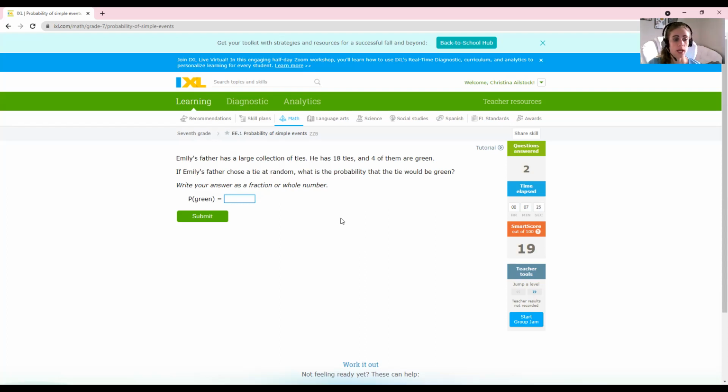Okay. If I am setting up a probability statement as a fraction, remember the numerator is the possible number of outcomes over the total number of trials. So we have here 4 ties that are green, and I want to know what is the probability that the tie he pulls is green. So there are 4 chances that he is going to pick a green tie, and that is over the total number of options. Well, he has 18 total ties.